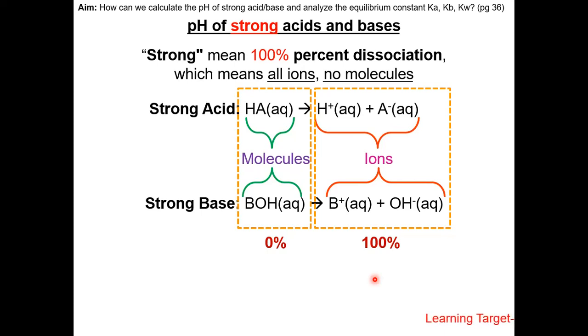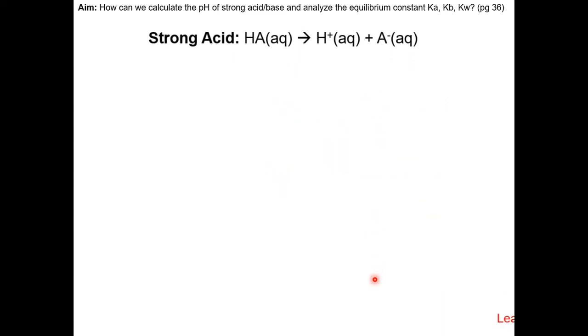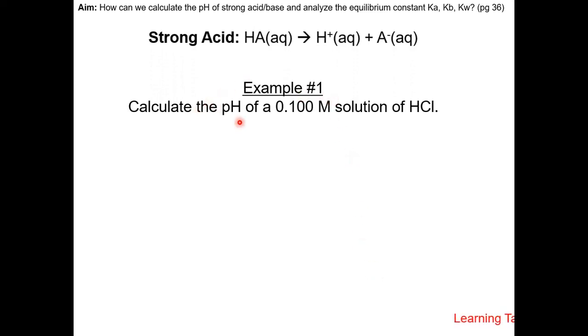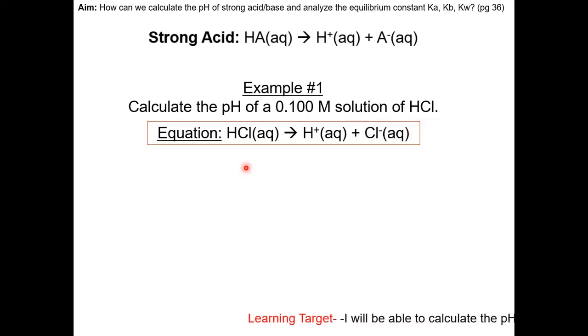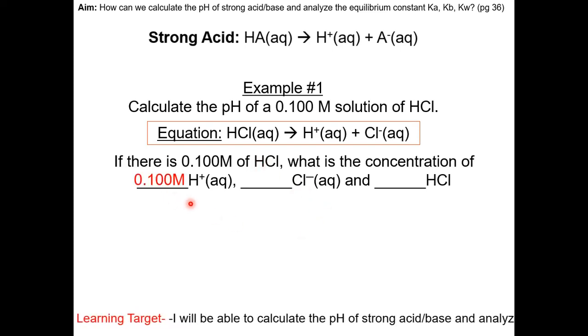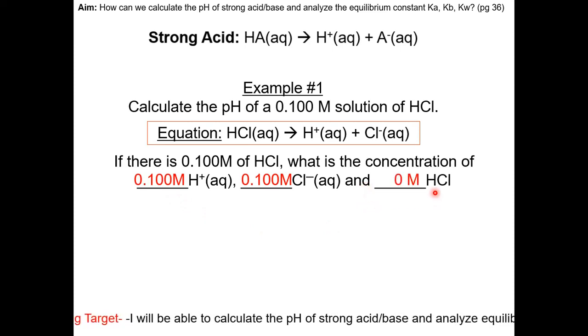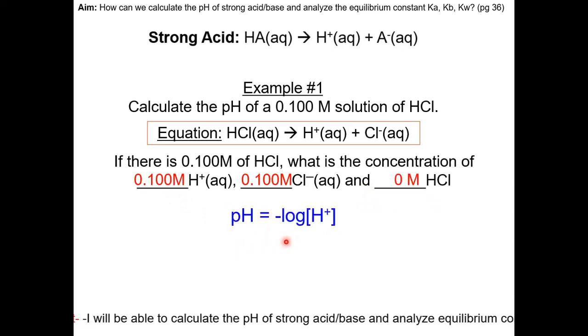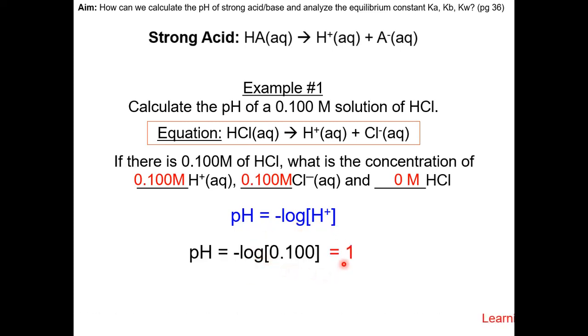Let's first go over how to calculate the pH of a strong acid. Example number 1, calculate the pH of a 0.1 molar solution of HCl. Since hydrochloric acid is a strong acid, it will completely dissociate in solution. This means if there's 0.1 molar of hydrochloric acid, we have 0.1 molar of each ion and no more molecules. To calculate the pH, it is the negative log of the hydrogen ion concentration. Negative log of 0.1 is 1. So the pH of a 0.1 molar hydrochloric acid solution is 1.